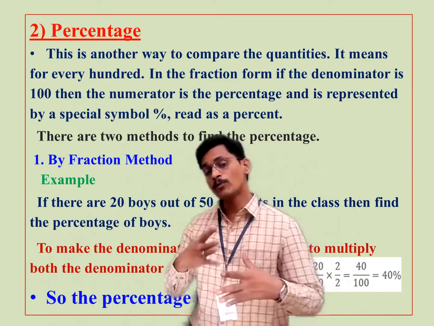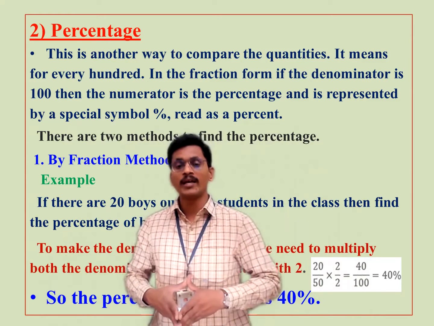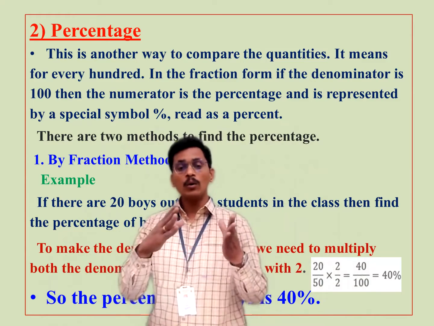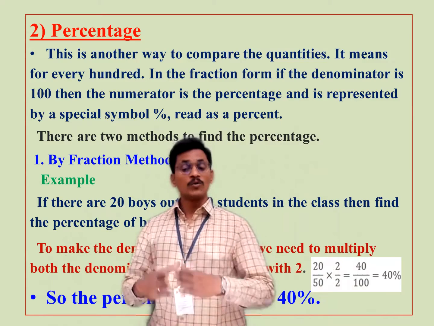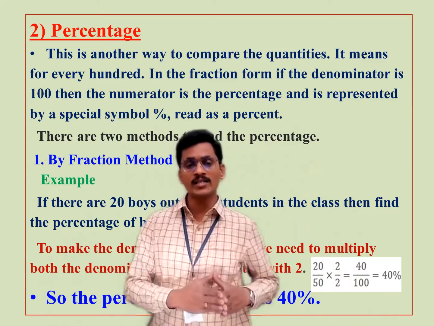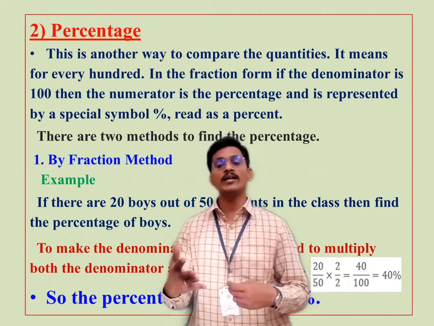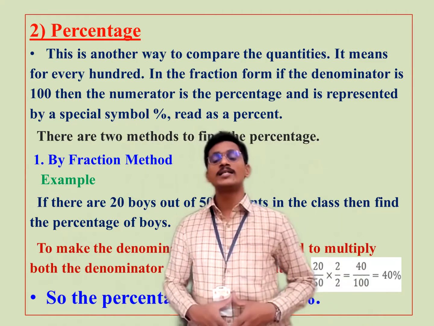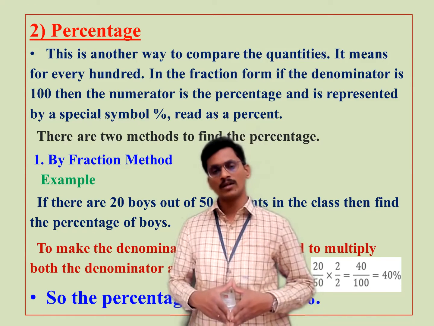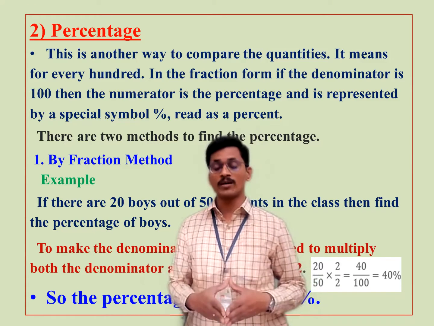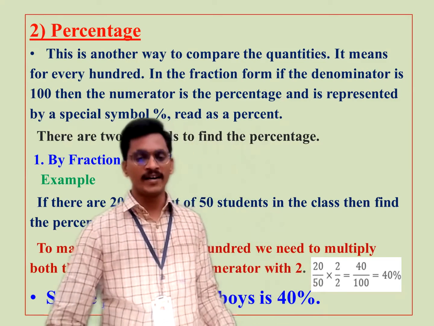Correct? So another sub-question we create here. What will be the percentage of girls then? As only boys and girls are there in the class, 40% are boys, so the remaining 60% are girls. Correct? So 60%, because the total should be 100. So like that we can find.